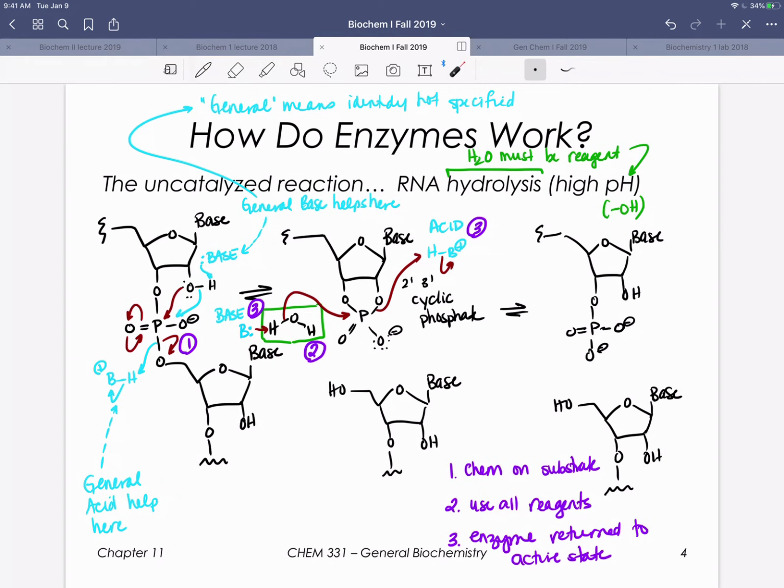What we're going to do now is we've got 3 slides here that are going to highlight how enzymes work by looking at the uncatalyzed reaction and kind of mapping things on. So I know these slides were really busy and we went through them fairly slowly in class. I'm going to try to go a little bit more quickly since this is just a review.